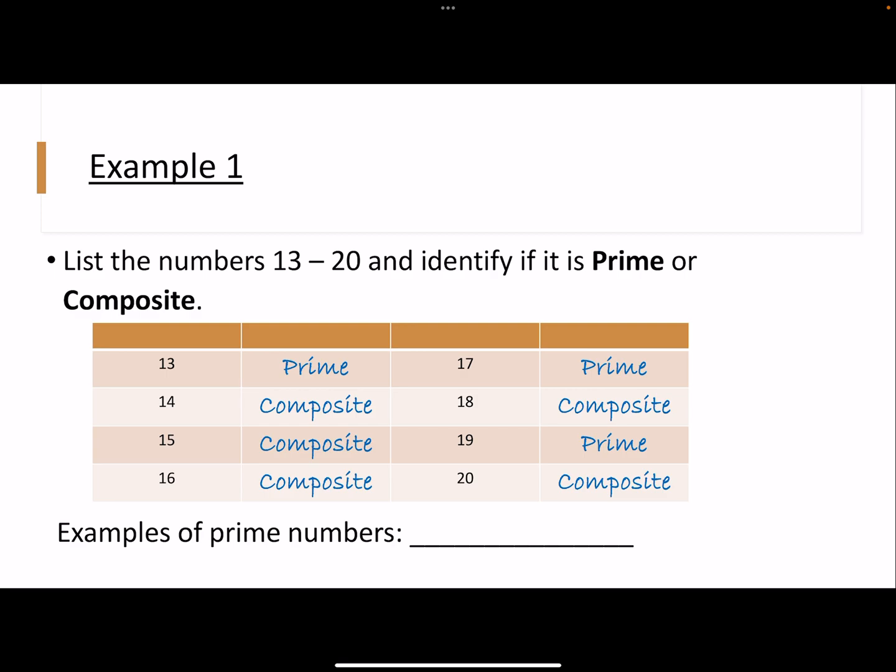So again, some examples of prime numbers are 2, 5, and 7. These are just examples of numbers that only have 2 factors, 1 and itself. 1 times 2 is 2. 1 times 5 is 5. 1 times 7 is 7.